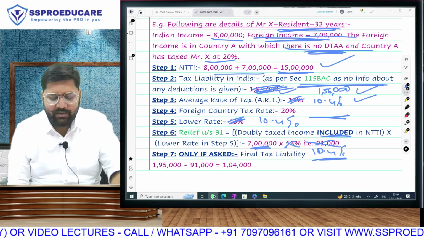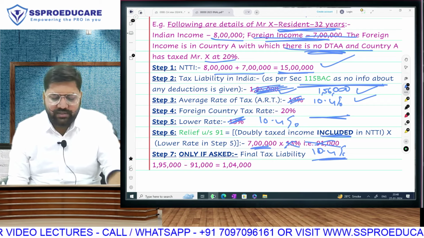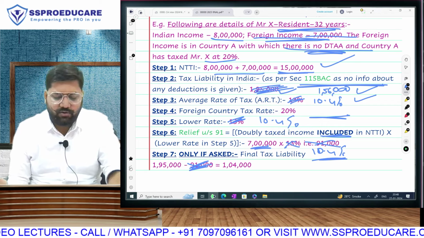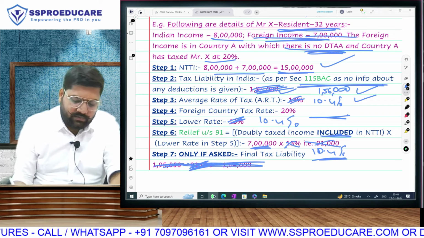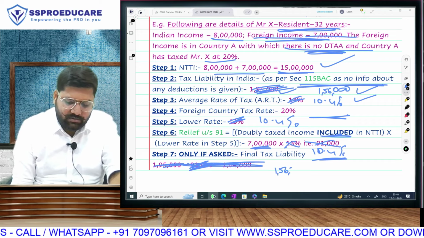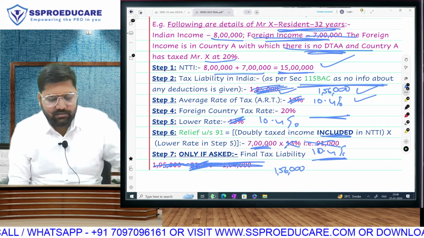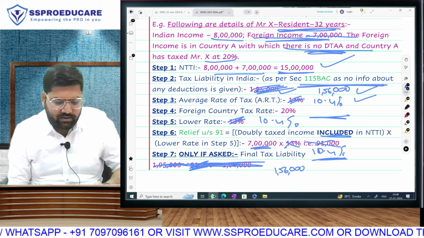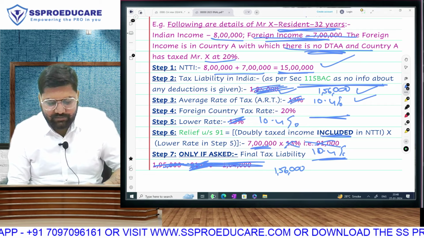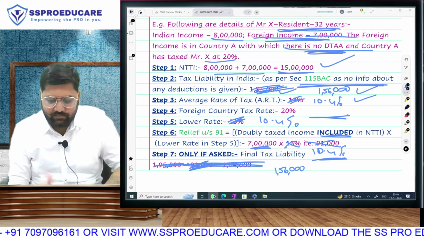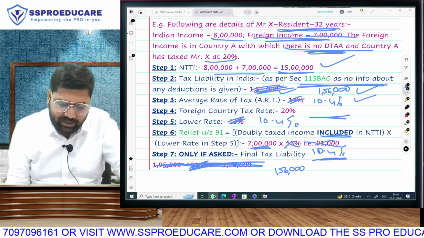On 7 lakh you will apply 10.4%, and that 10.4% of 7 lakh you will subtract. This is going to be 1 lakh 56,000 minus, I think it is 72,800, that is 10.4% of 7 lakh. So your relief, let me tell you the corrections.